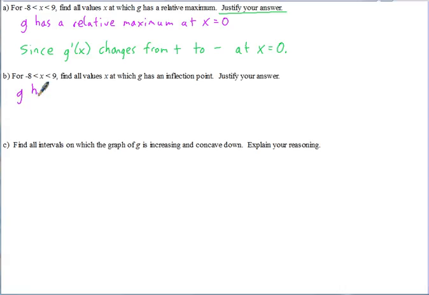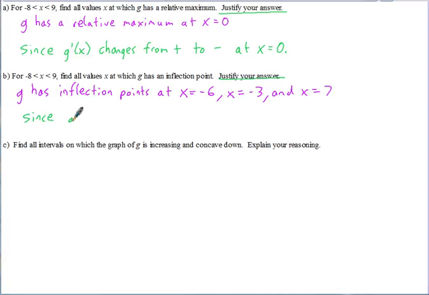So you can say g has, in this case they're called inflection points, same thing, inflection points at, again it just asks for the values of x, so x equals -6, x equals -3, and x equals 7. And again, to justify your answer, you would just say since g double prime of x changes sign at x equals -6, x equals -3, and x equals 7.